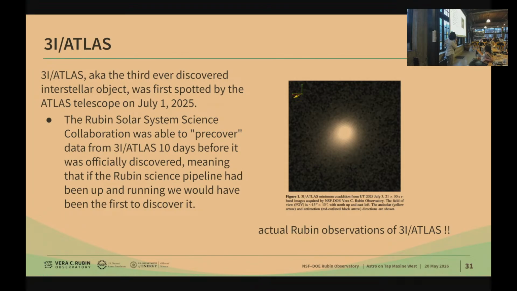It was discovered by the Atlas telescope last year on July 1st, and a paper that was recently released by our, I don't know if he's still here, but Colin, he was the first author on that, as well as the entire solar system science collaboration, figured out that if our solar system processing pipelines had been enabled at the time, which they weren't because we're still doing the commissioning process of testing out the telescope, we would have discovered it 10 days before the other telescope. And that's very exciting, and this is a taste of what Rubin is going to discover in its 10 years of initial operation.